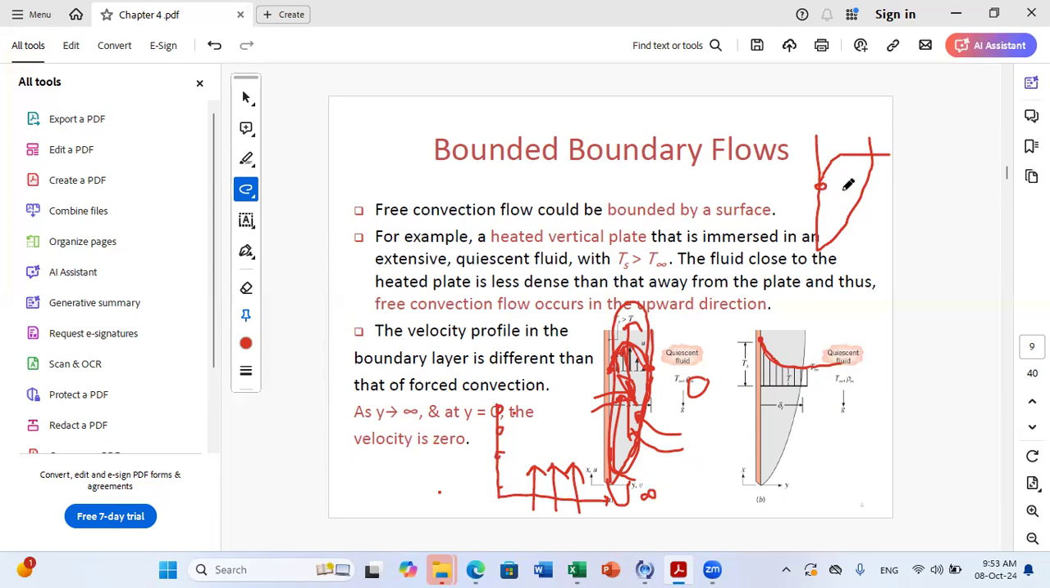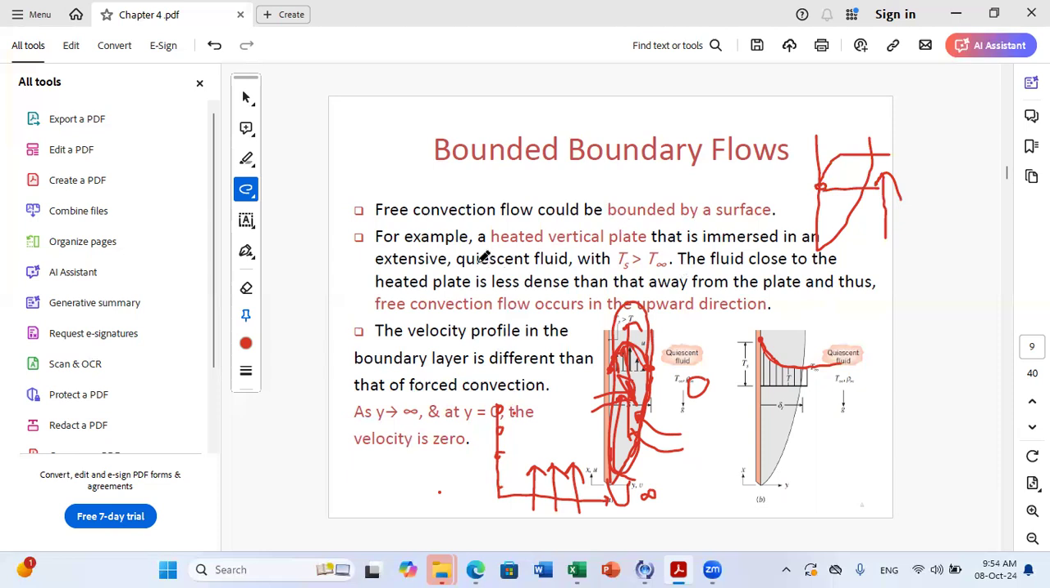While in natural convection, you have in the outer side also a velocity of zero because it's a quiescent fluid, and you have only motion of air inside your boundary layer. While in forced convection, the highest velocity will be outside the boundary layer. Okay? Question on this?